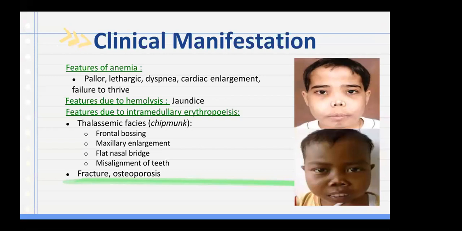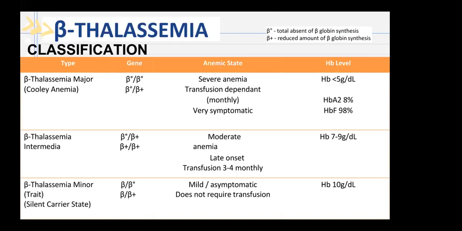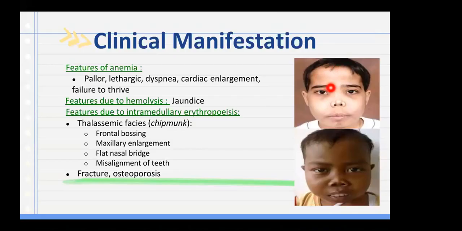Next is clinical manifestation. The patient might have features of anemia, such as pallor, lethargy, dyspnea, cardiac enlargement, and also failure to thrive. Next is features due to hemolysis, which is jaundice, and features due to intramedullary erythropoiesis, which is characterized by thalassemic facies or cheek mound. The patient has frontal bossing, and then maxillary enlargement, and then a flat nasal bridge, you can see here, and then misalignment of the teeth.